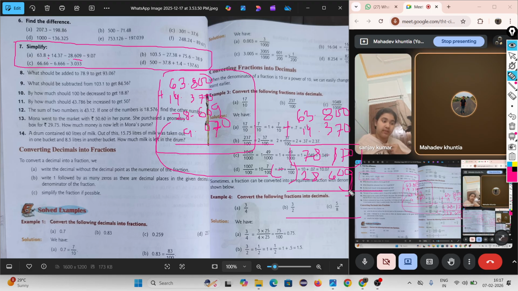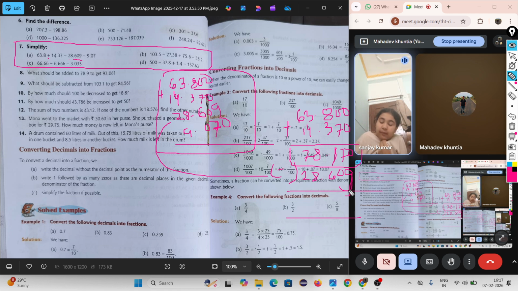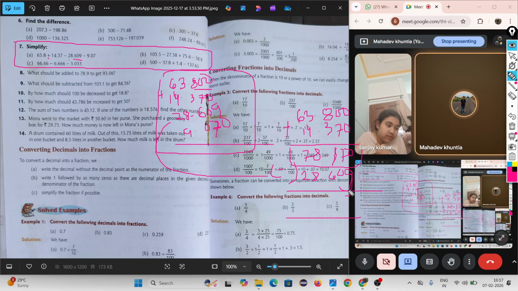After this question, what problem is coming? From decimals also, what problem is not coming? They are making the exam easy, but we have to practice every problem. Whether it comes or not, that is a different story.